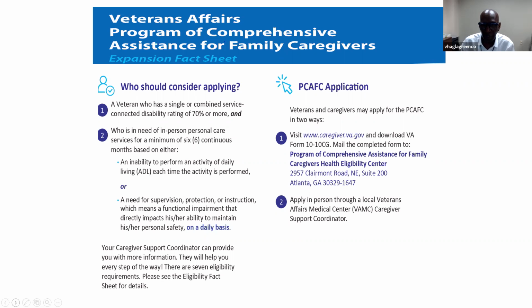So what happens is you fill out an application. It's called a 1010 CG. They send it to the address that's listed here. Then it goes through an eligibility requirement check, and they find out if you're eligible. If you are eligible and your caregiver is supported, then your caregiver would have to go through an educational portion to get training to make sure they can provide caregiver support. Once that training is completed and they receive a certificate, then they can start being a caregiver.